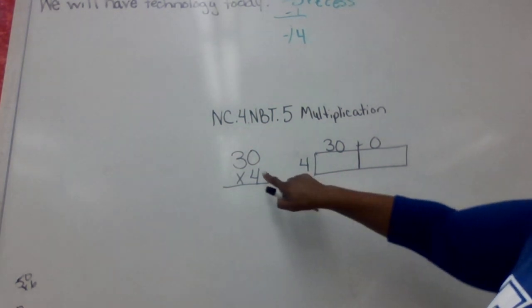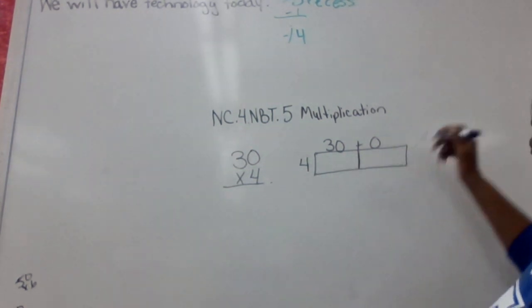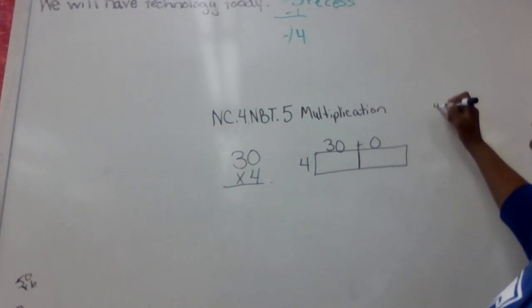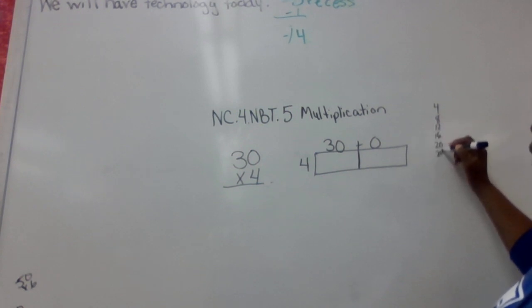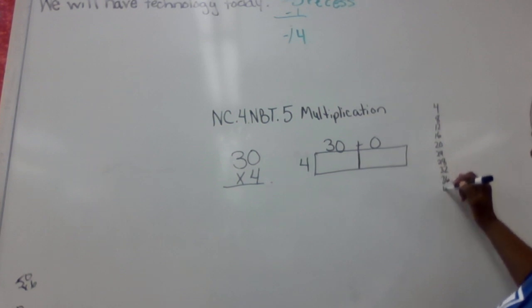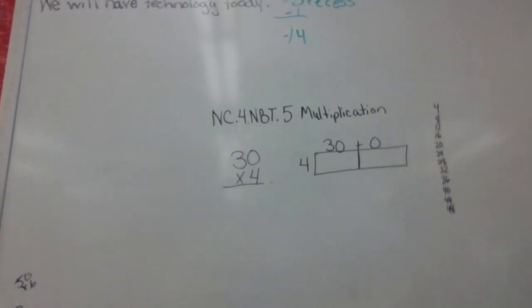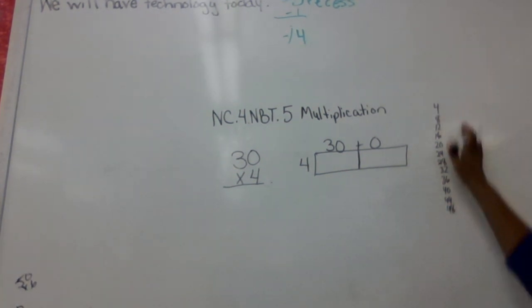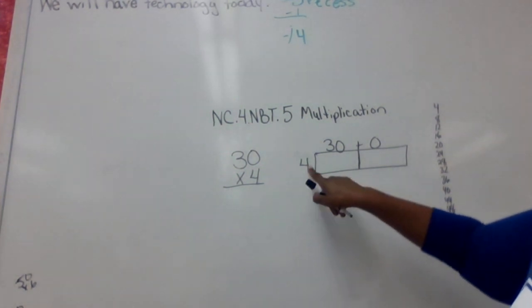Okay, now we're multiplying by 4, so they must write the multiples of 4. So 4, 8, 12, 16, 20, 24, 28, 32, 36, 40, 44, 48. That's why it's so important, and I was stressing that we need to know our multiples for times such as this. Okay? So we have 4.